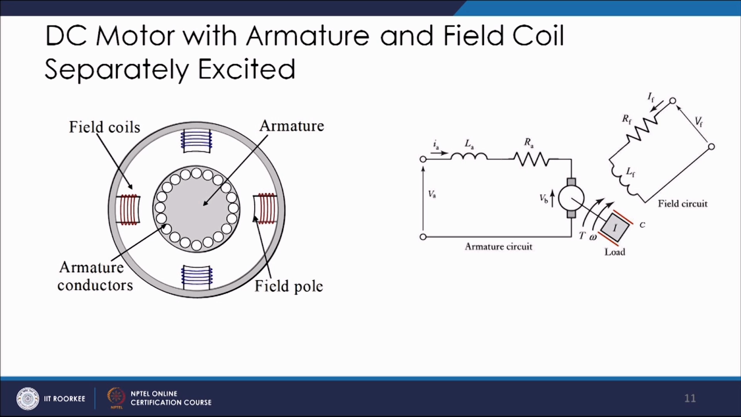Okay. So, these conductors have the inductance LA and the resistance RA, and say a current IA is passing through them and a voltage of VA is supplied across the armature terminals. And you have the back EMF which is being generated, say VB, fine. And after this you have the mechanical element.